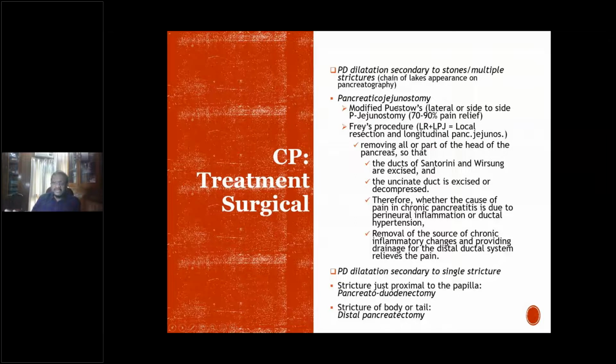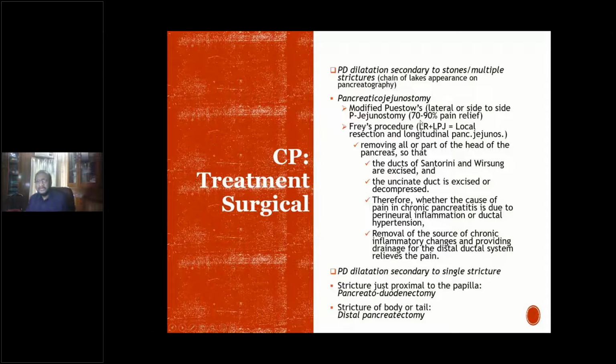And that pancreaticojejunostomy can be done by two methods, a modified Puestow's. Even if you don't know the details, it is all right. But just remember, a modified Puestow's or a Frey procedure are the two options available. In one, you're doing a lateral or side-to-side pancreaticojejunostomy. I'll just show you a figure. Gives you almost 70 to 90% pain relief. See, very good pain relief figures.